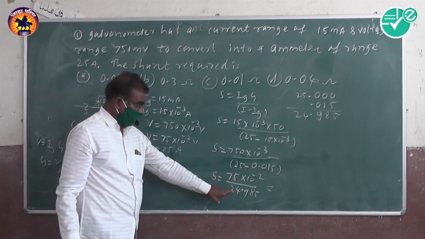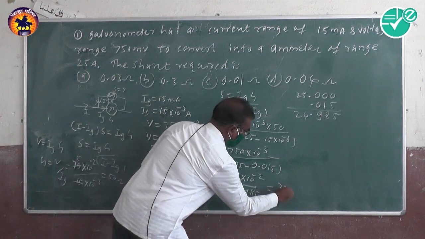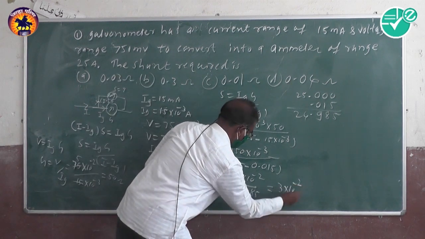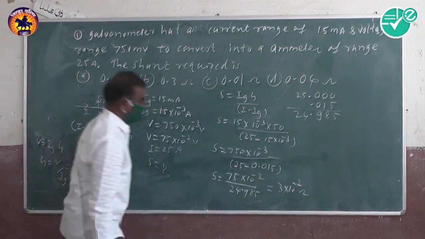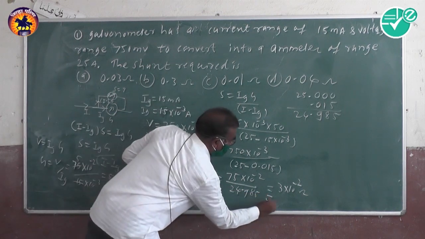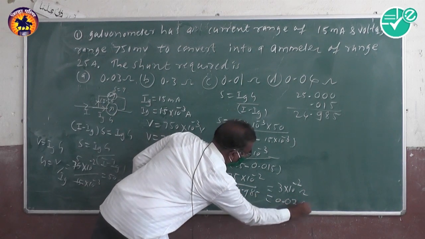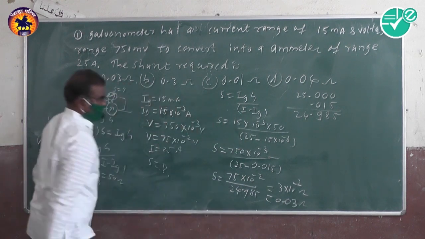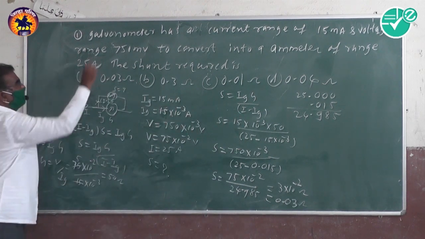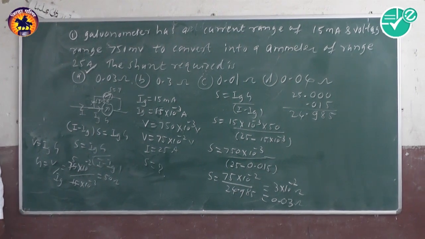75 divided by 24.985 is nearly equal to 3 into 10 raised to minus 2 ohm, that is 0.03 ohm. Multiple choice A is correct.